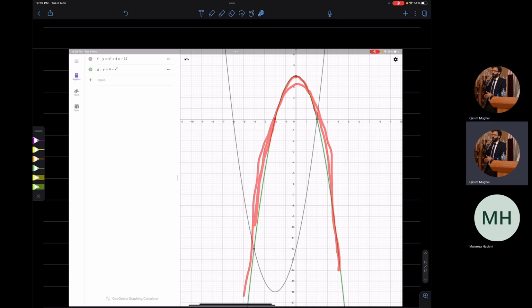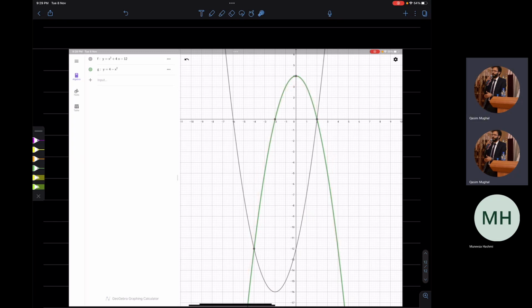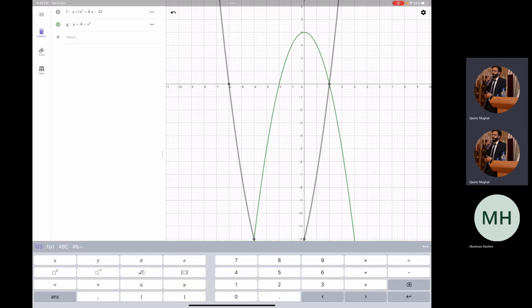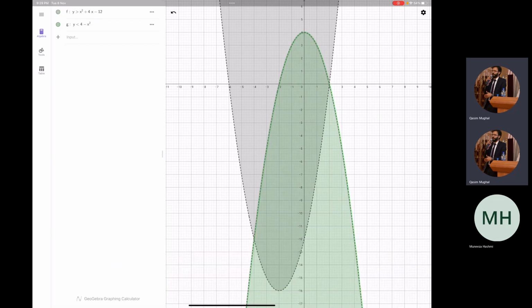So which part should be shaded? The one that is below the green line and above the gray line. All right, so let's just change these two inequalities over here. I'm going to do greater than, and in this one I'm going to do less than. Perfect.